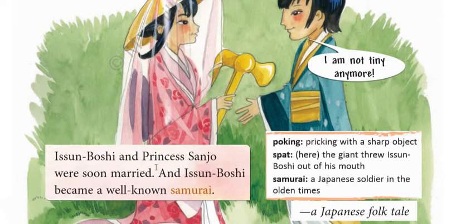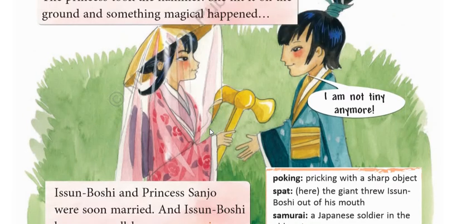Ishubosi and Princess Sanjo were soon married. They both married with the permission of Lord Sanjo, as Lord Sanjo heard one more story in which Ishubosi proved himself as brave. So obviously Lord Sanjo was impressed, and Lord Sanjo had faith in Ishubosi that some way or some time he is going to prove himself as brave.